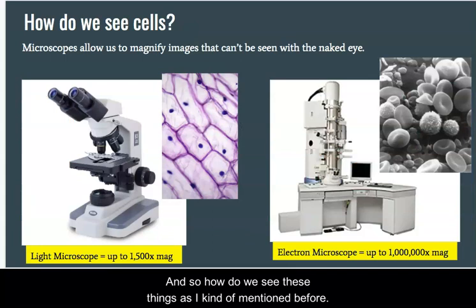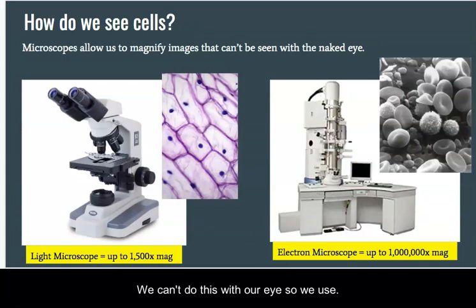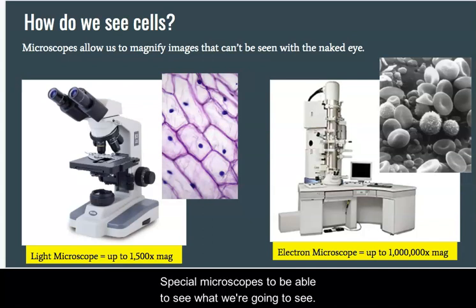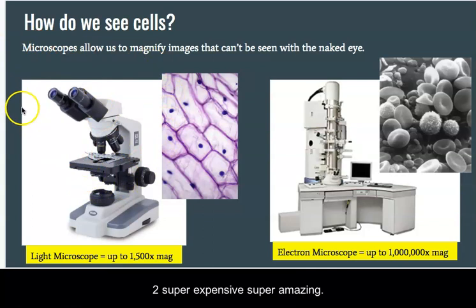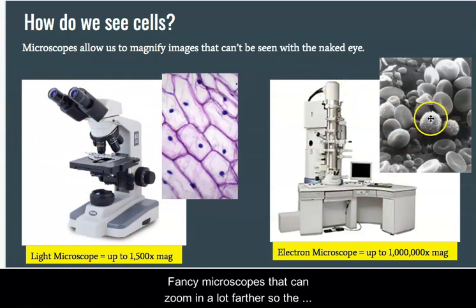And so how do we see these things? As I mentioned before, we can't see this with our eye. So we use special microscopes to be able to see what we're going to see. There are different kinds of microscopes, and they range from the traditional one on the left here that you've probably seen in a science classroom to super expensive, super amazing, fancy microscopes that can zoom in a lot farther.